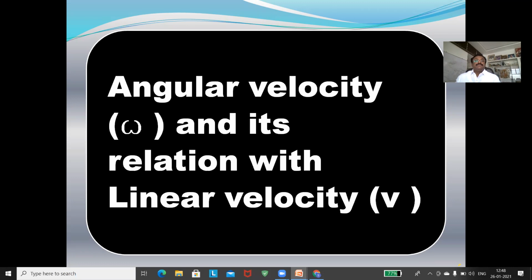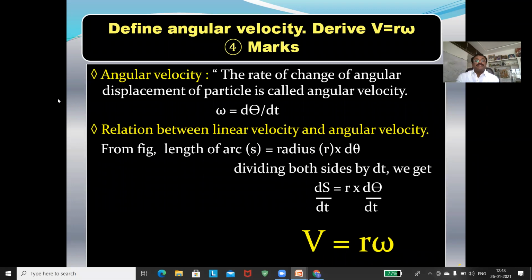Good morning to all. So you are watching on the screen angular velocity and its relation with linear velocity. So what is angular velocity? What is linear velocity? Already you people studied. So what is an angular velocity?